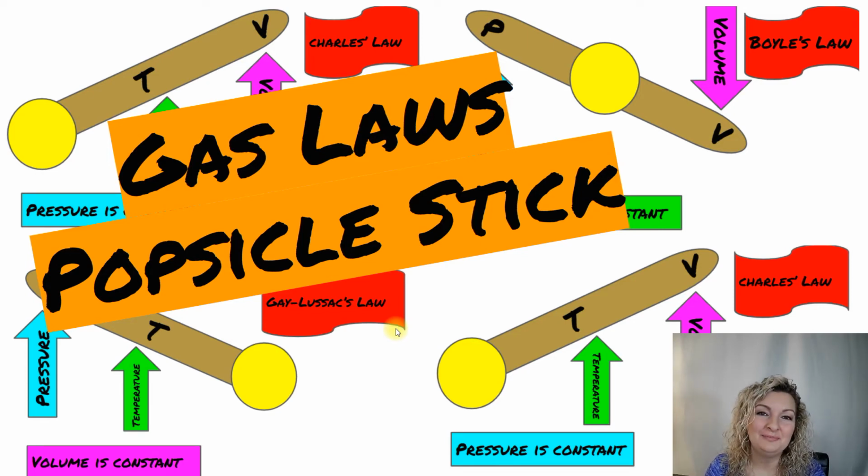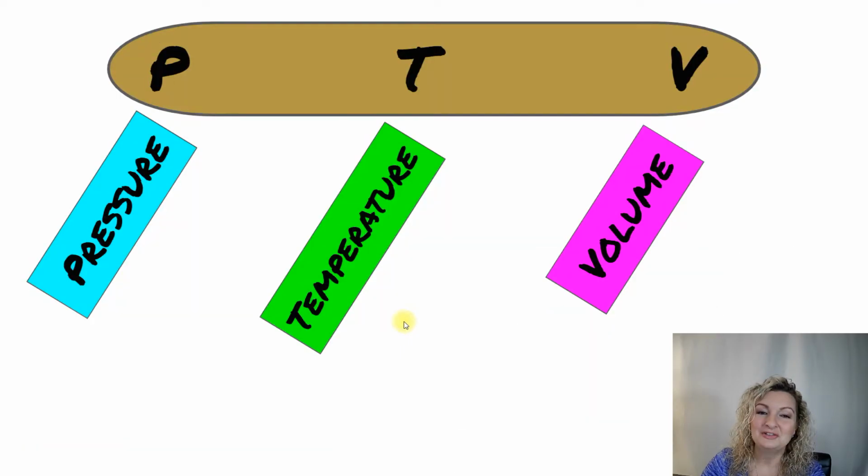So today we're going to be talking about gas laws, and I'm going to be showing you the popsicle stick trick. So let's go ahead and set up our popsicle stick. You're going to write PTV in this order on your popsicle stick. That is going to stand for pressure, temperature, and volume that you see in the gas laws.